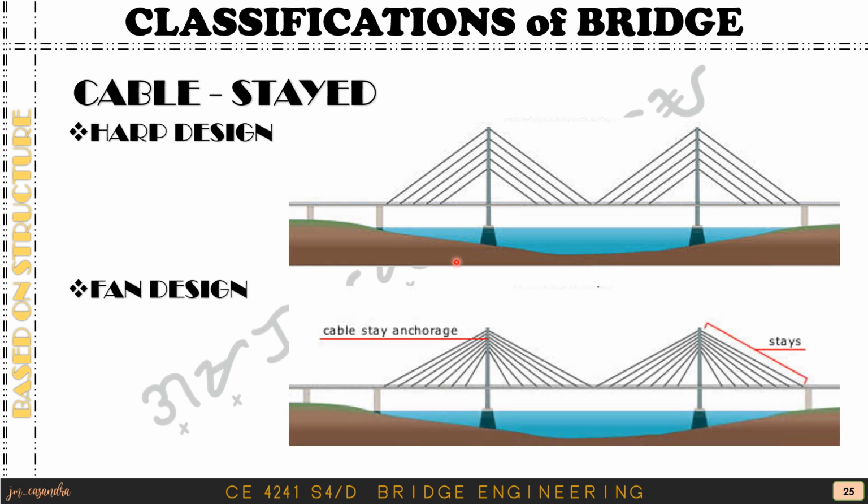For a fan design, it looks like the cables are connected at a certain or common point, but they are more likely not parallel with each other. Same as for the harp design, the cables are directly connected to the bridge deck.